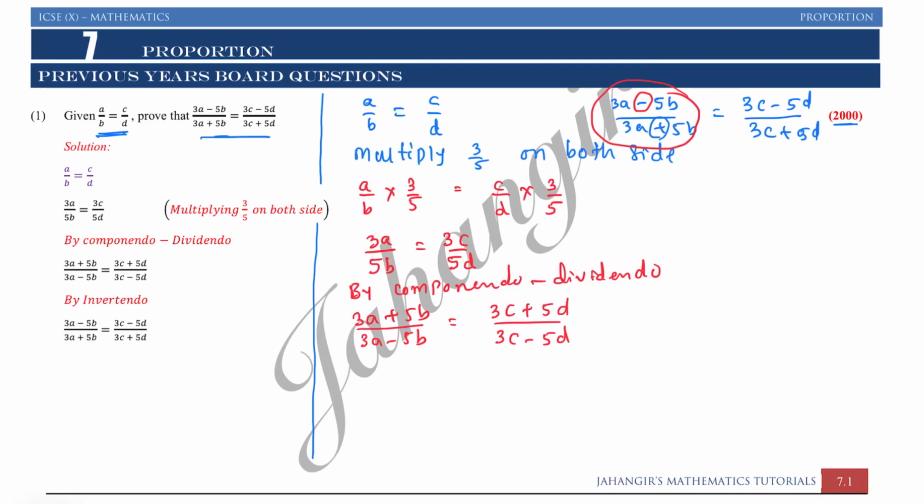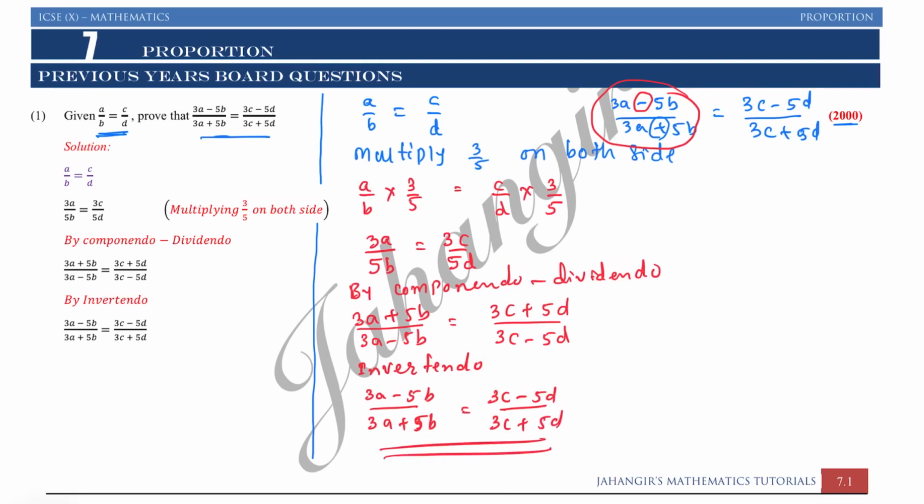Since we want subtraction in the numerator, we will use invertendo. You have heard about invertendo. In invertendo, we just take the reciprocal of the fraction. So it will become (3a minus 5b) upon (3a plus 5b) is equal to (3c minus 5d) upon (3c plus 5d). This way you can solve.